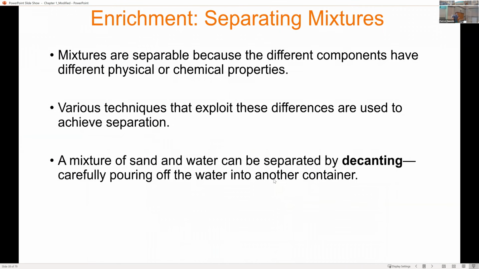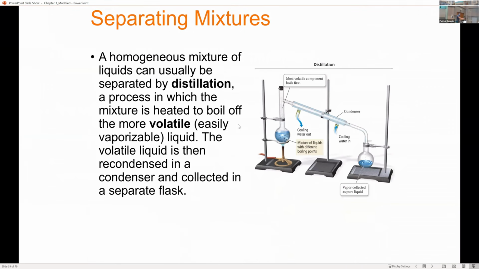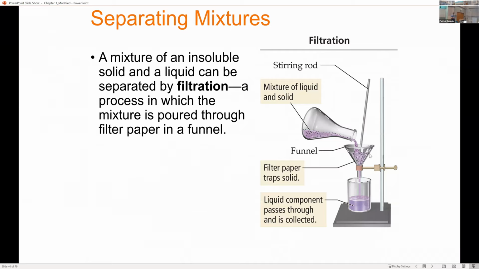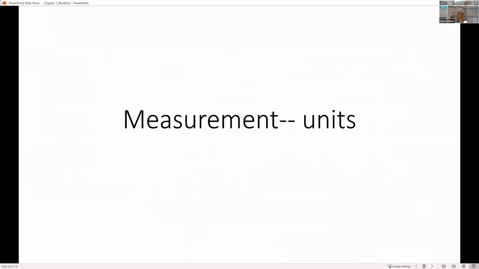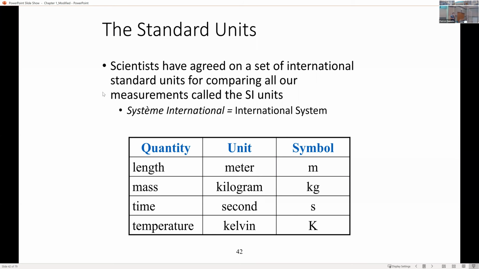Cool. Separating mixtures. We talked about that already with the smoothie example. So here's distillation. If you take orgo, you can talk more about that, but that's one way of separating mixtures. And then filtration is another way you can separate mixtures. We're not going to cover these in detail, so let's just continue through the important stuff.